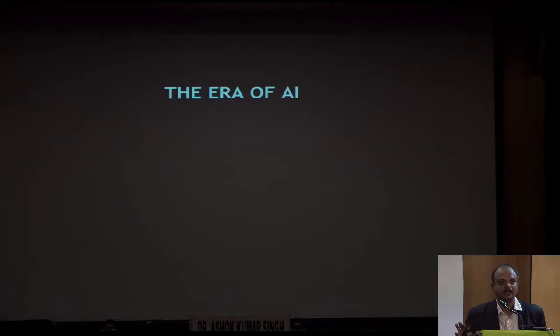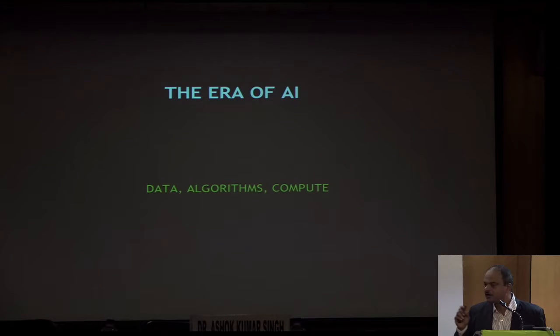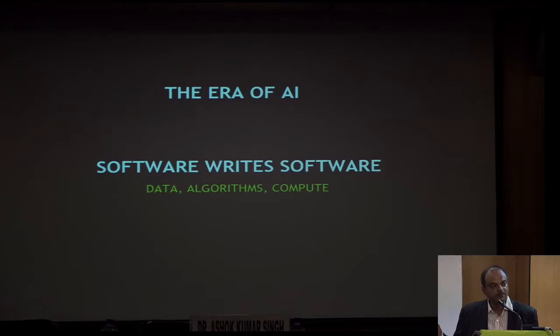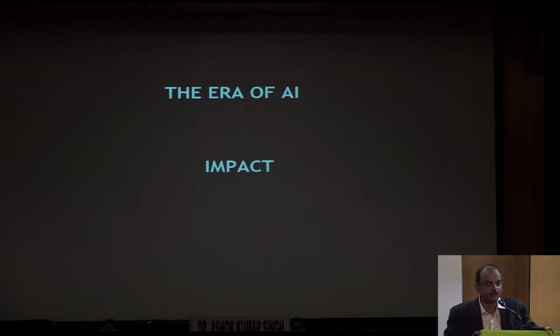So we are in the era of AI. But this is a substantially different era than what we have ever seen, and there are four, five points to this. In this era, these are the three things which matter: data, the new algorithms which the scientists will develop, and the underlying compute to make use of that. Essentially, software writes software. So it's no more the other way around.